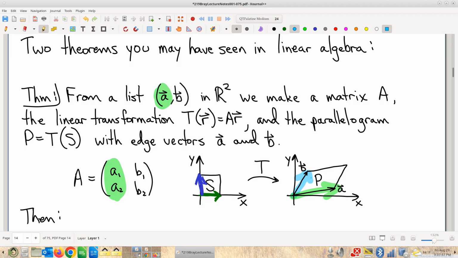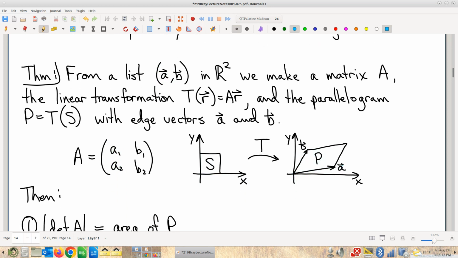So it's a nice reinterpretation. This parallelogram, you could think of it as coming from the original list, or you can think of it as being the image of the unit square by our newly created transformation. Okay. All right. And we are set up. Now we're ready to actually say something.